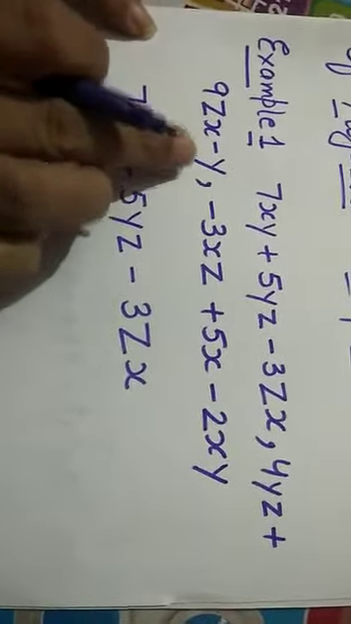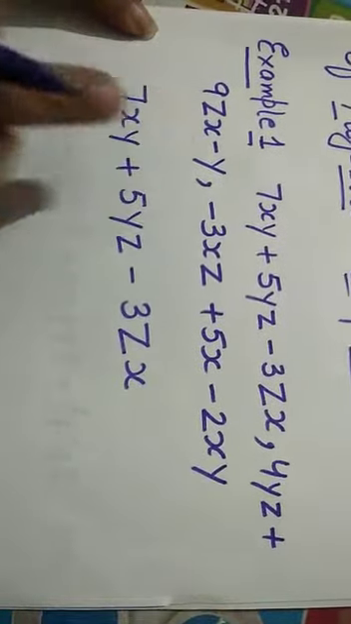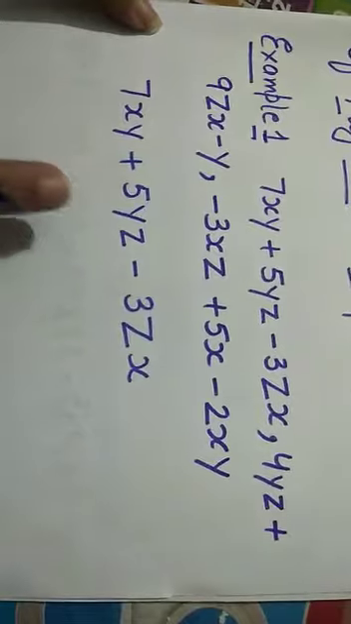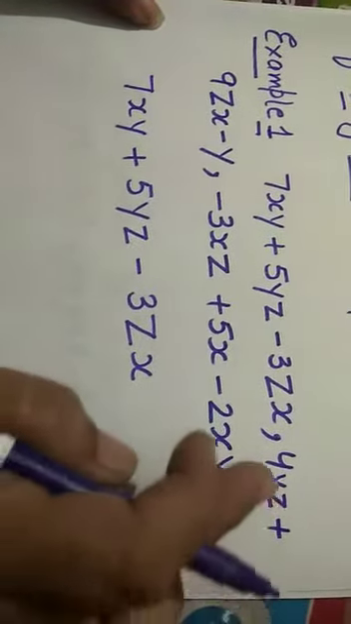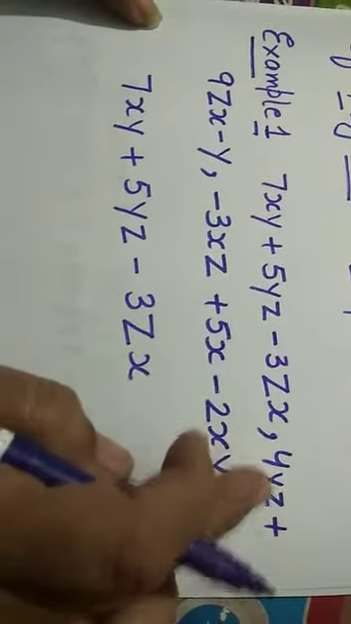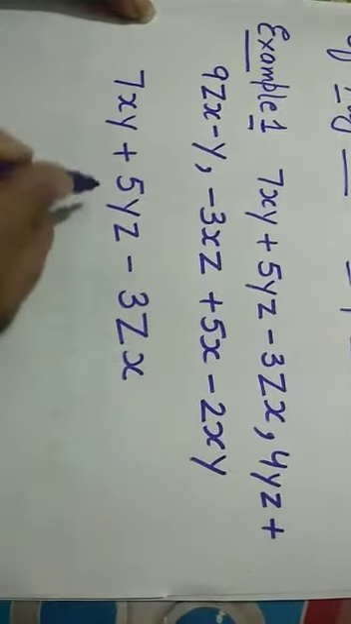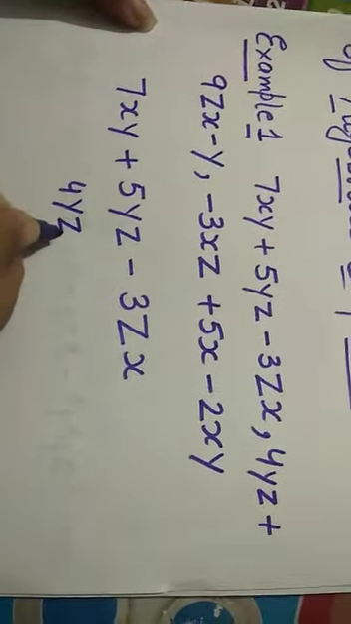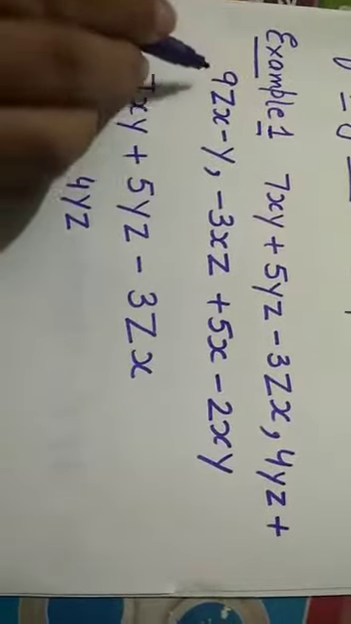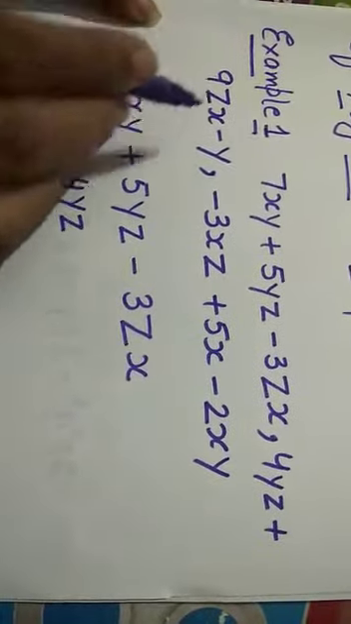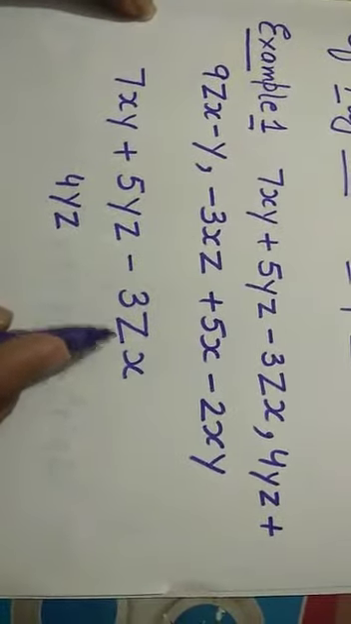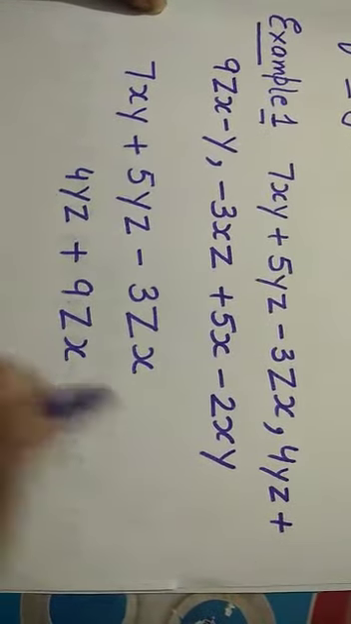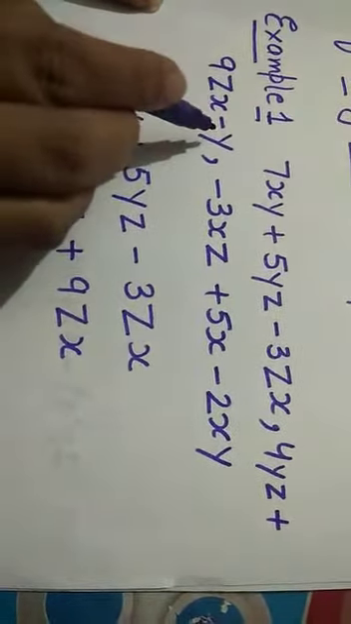So this one we'll be writing like terms under the like term. First one we have 4yz, so we'll be writing this one below this 4yz. The next one we have plus 9zx, so we'll be writing this one here, plus 9zx.